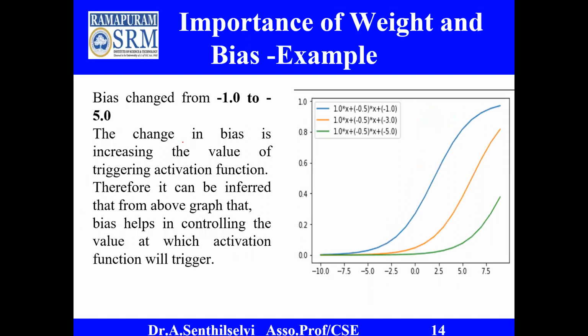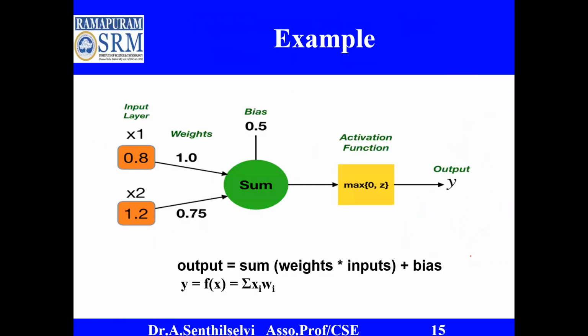And also, if you are changing the bias value, the bias also changes the curve in the plotted area. Next, it is an example perceptron with two inputs, and we assign input 1 as 0.8 and input 2 as 1.2. We randomly assign weights to the two inputs and also introduce a term called bias.